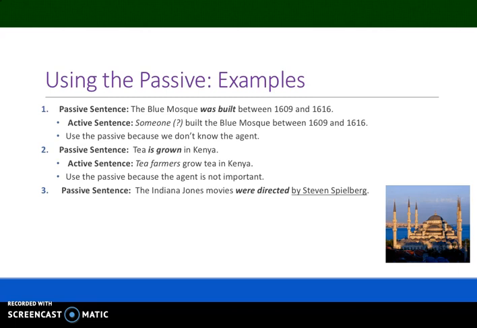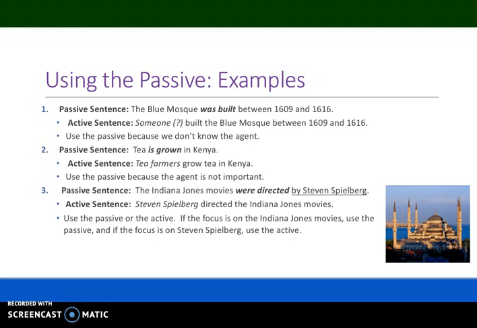Here's another example. The Indiana Jones movies were directed by Steven Spielberg, and that's passive. The active sentence is Steven Spielberg directed the Indiana Jones movies. Now, which sentence sounds better here? Here, we can use the passive or the active. If the focus is on the Indiana Jones movies, use the passive, and if the focus is on Steven Spielberg, use the active. So both of these sentences have basically the same meaning, but there's a slightly different focus. So whichever word is at the beginning of the sentence, that will have the focus of the sentence.